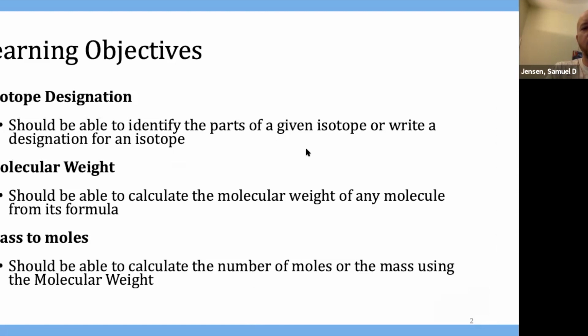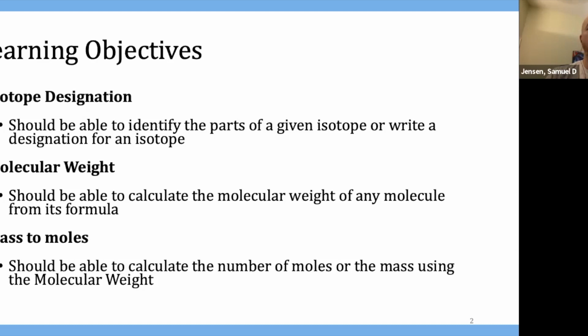All right, so our learning objectives for this chapter deal with three basic things. Isotopes. We're going to talk about the periodic table, we're going to talk about elements, and importantly, out of that, we're going to talk about what isotopes are and the isotope designations. You should be able to identify the various parts of an isotope or the various elements based on what the isotope information gives you.